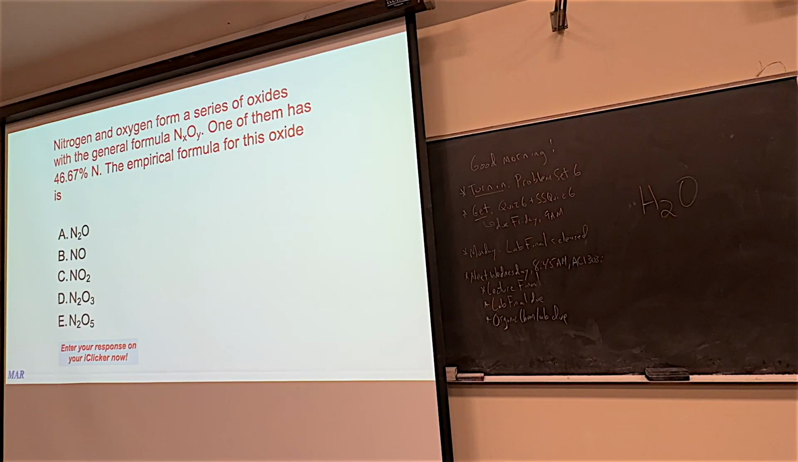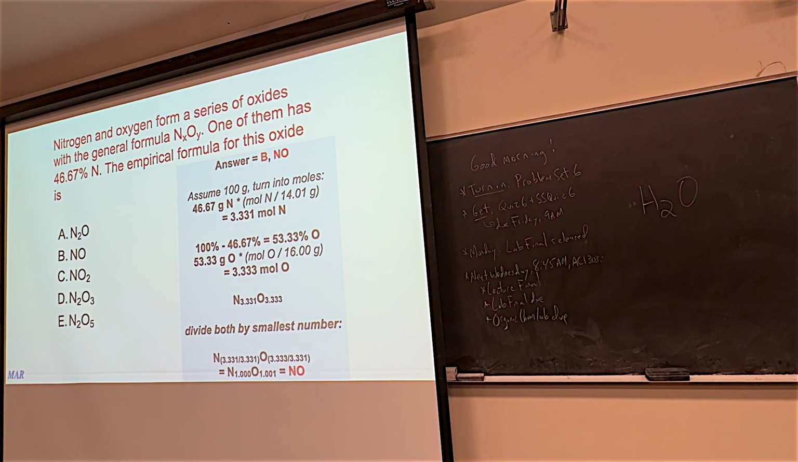You can compare them. If you do all that, here's the math. It comes out to be about 3.3 moles of oxygen, about 3.3 moles of nitrogen. Divide both of them by the smaller number. Comes out to be NO. All right. So percentages are mass-based grams, grams to moles using molar mass. You can then compare the moles to get the empirical formula. Cool. Any questions on that?